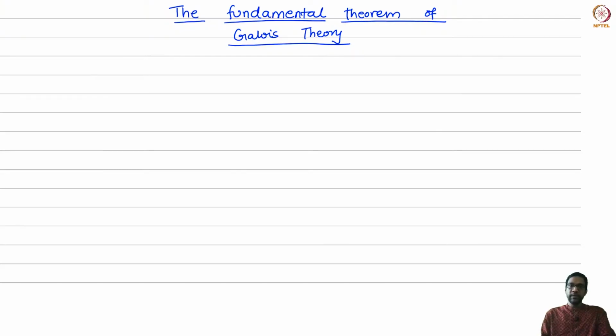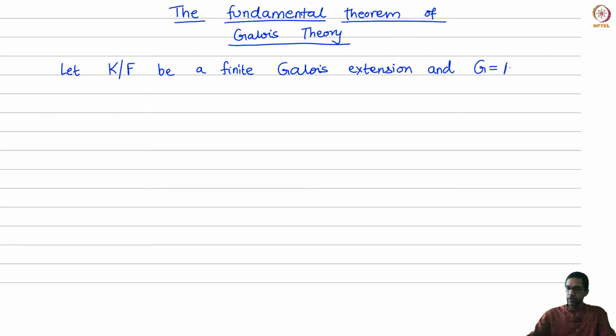Let's talk about the fundamental theorem of Galois theory. So we start with the Galois extension. Let K over F be a finite Galois extension, and let G denote the automorphism group of K over F. Okay, so we have two sorts of objects that are related by this fundamental theorem.